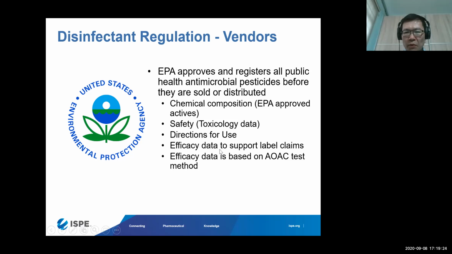So vendors will need to perform the testing and submit the data for approval by the EPA, so that these label claims can be approved and can appear on the bottles of the chemical disinfectants. In EPA, the efficacy data is based on AOAC International test methods. That specifically states that all the vendors will need to use these methods to perform the efficacy testing to support the label claims.